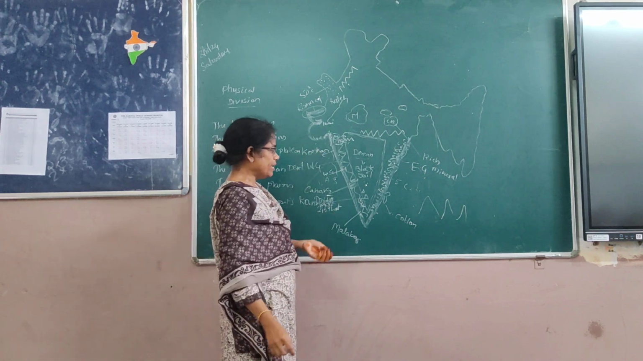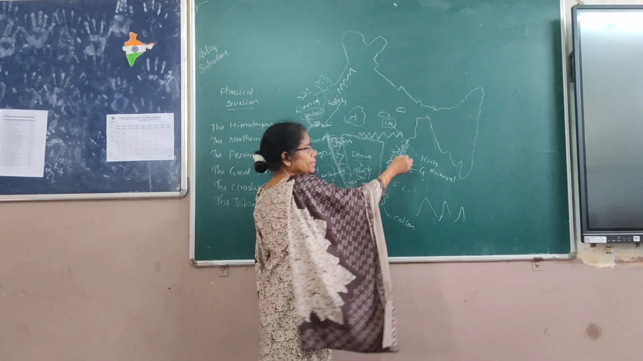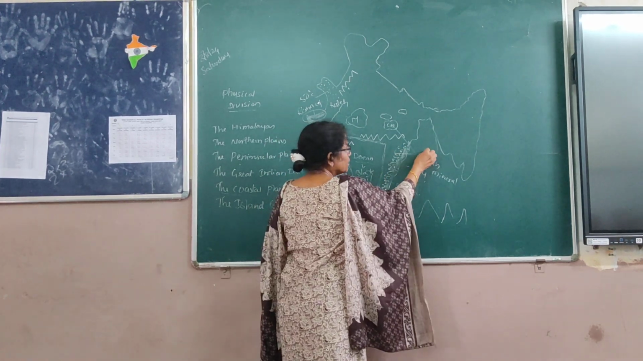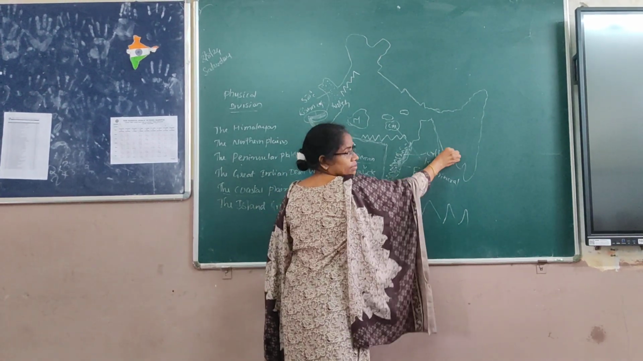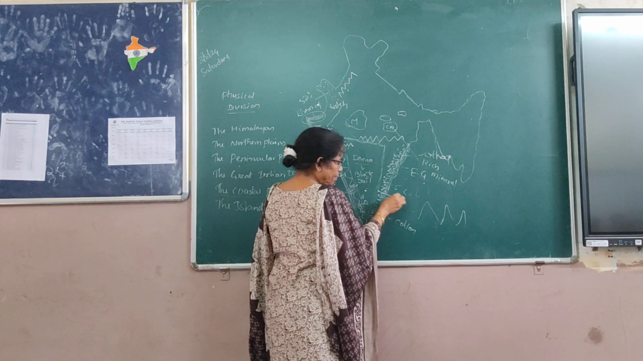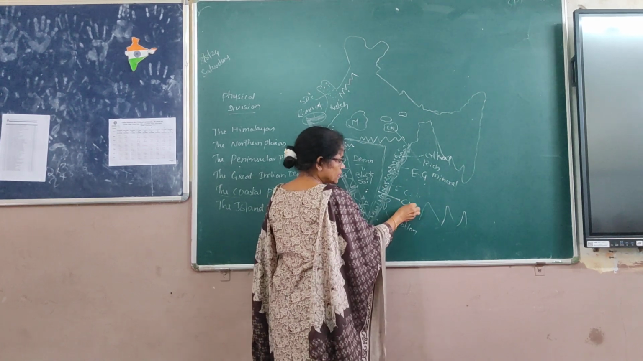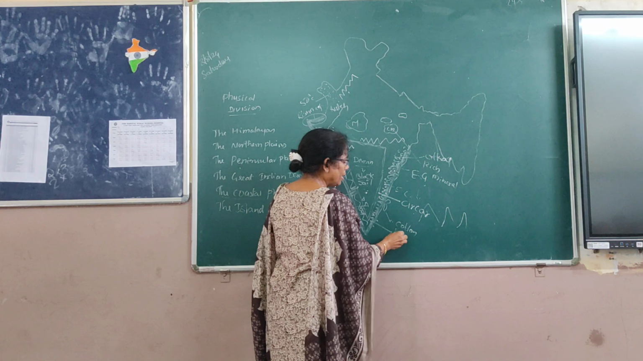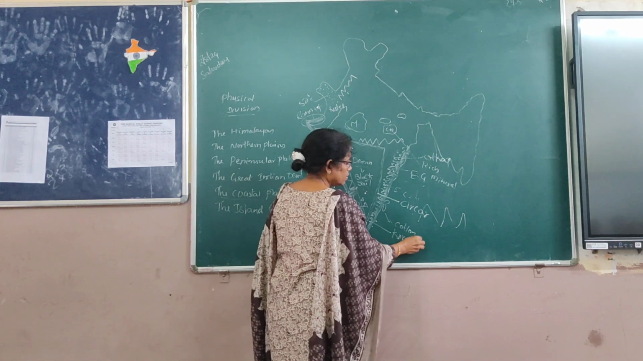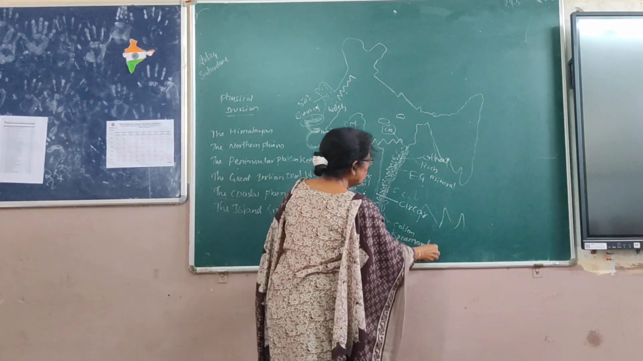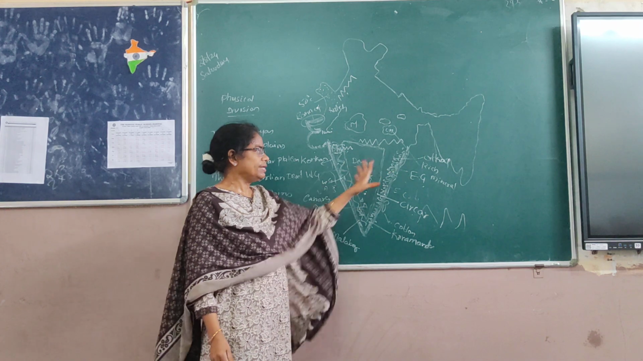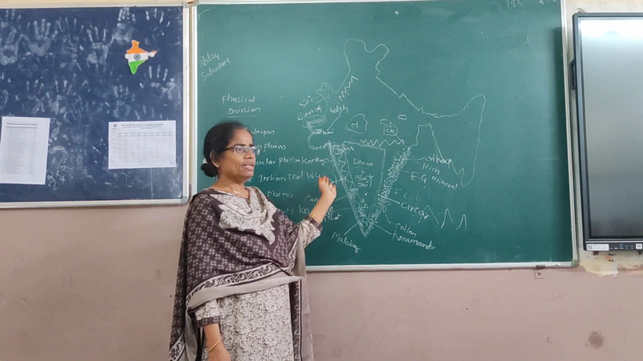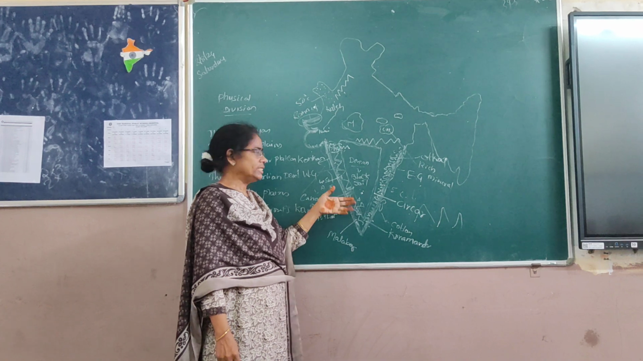So this is the western coastal plains. Then coming to the eastern coastal plains: the Orissa region, the Utkal coast; Andhra Pradesh, the Sarkar coast; and Tamil Nadu, the Coromandel coast. So the eastern and western coasts are divided according to their climatic conditions as well as other conditions.